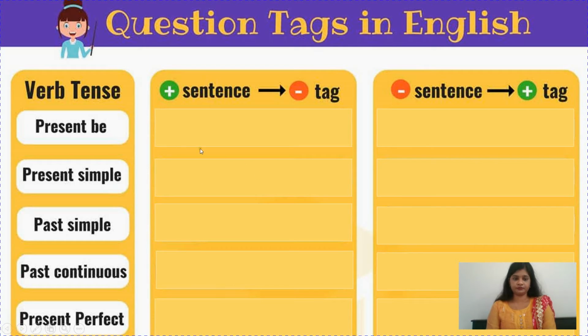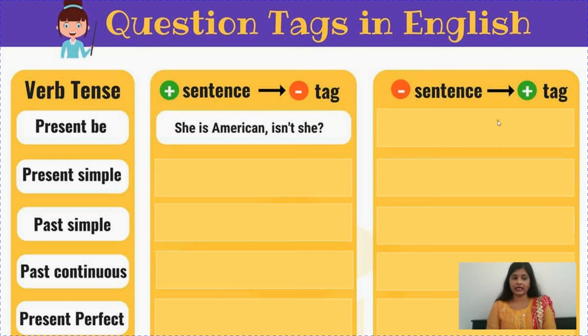Now see children, here verb tense, I have already explained all the tenses in my different videos. So what we will do, first we will write the positive sentence and the question tag will go in negative form. And then we will make the same sentence negative and the question tag will go in positive form. Let's see how. Let's take present tense first. She is American. So it is a positive sentence. She is American, and we have used is. Which auxiliary verb? Is. So we will write here, isn't she?